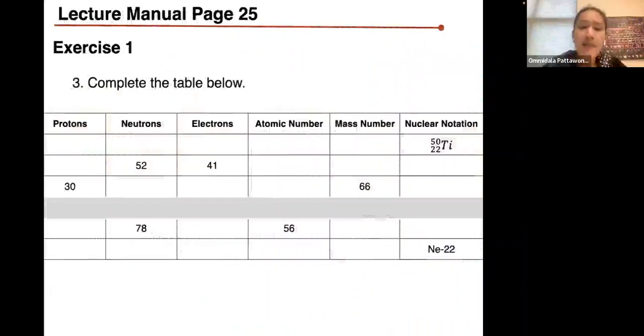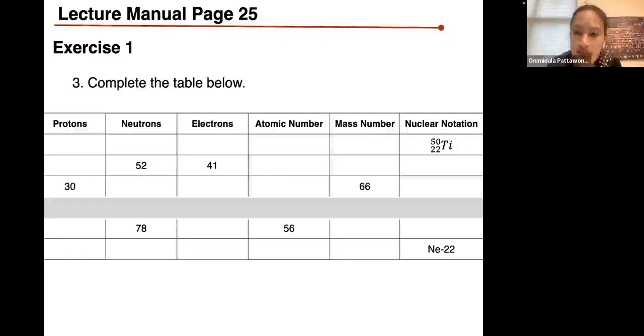Next, I would like you to apply the concept of nuclear notation to help me determine the number of protons, neutrons, electrons, atomic number, and mass number of a given nuclear notation, or figure out what the nuclear notation would be. So let's complete this table, and resume the video when you finish. All right, let's take a look at your answers together.